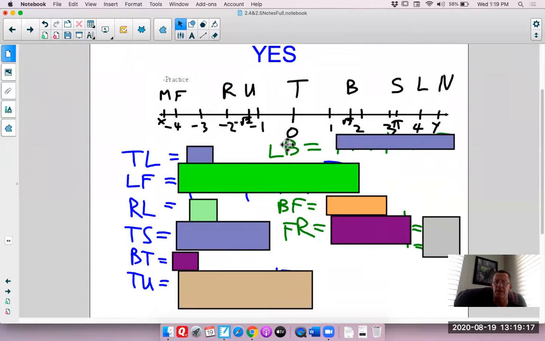What's the distance TL? Well, what's the coordinate of t? 0. What's the coordinate of L? It's 4. So you could go 0 minus 4, take the absolute value of that, or 4 minus 0, and you get 4, okay? What about LF?